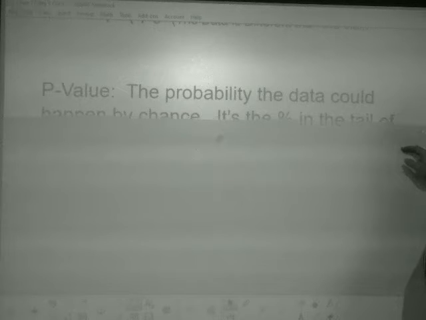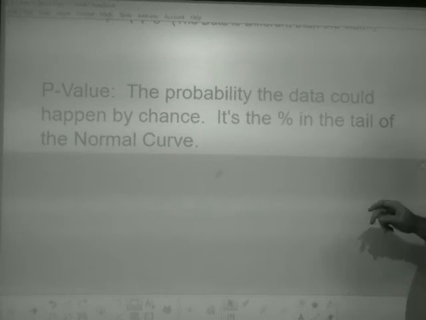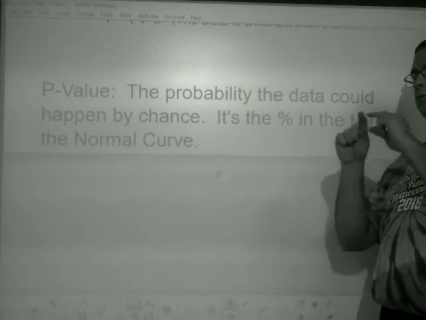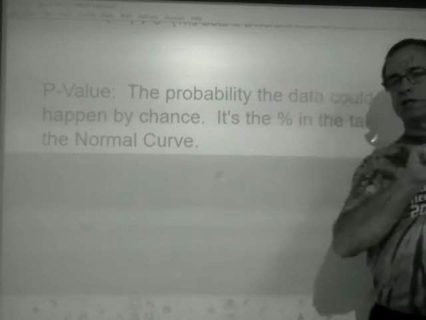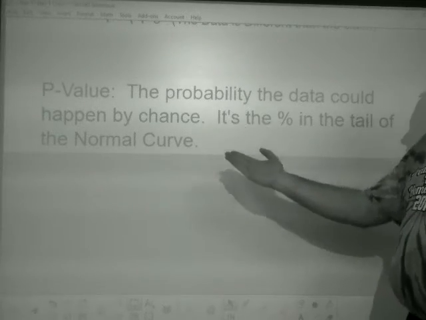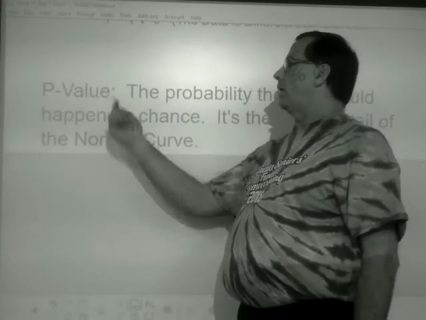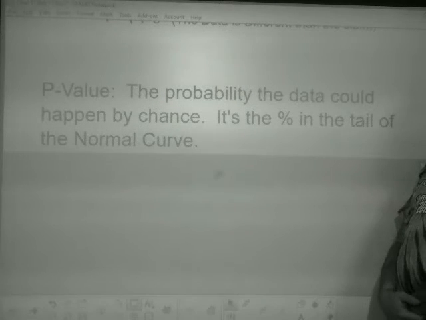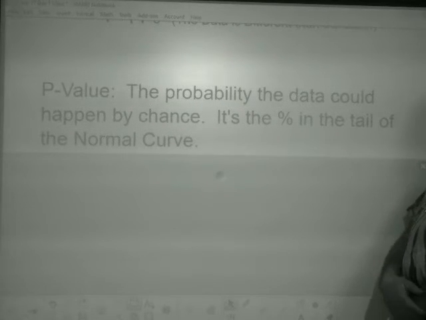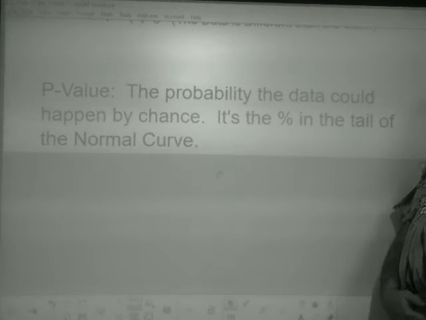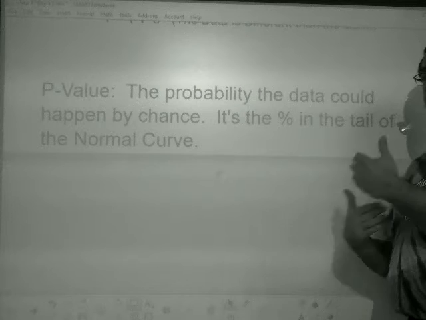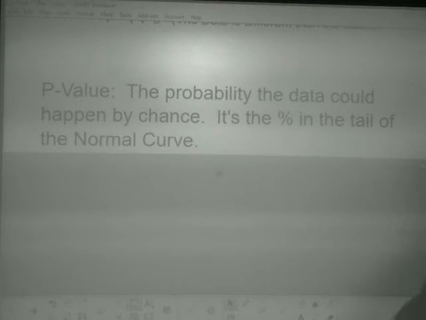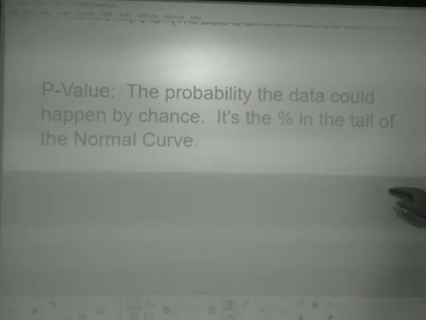So your calculator is going to calculate something for you called a p-value. It's that percent of data that's in the tail of the normal curve. All right? It's the stuff that we looked up when we did normal curves and we found out what percent is higher than or what percent is lower than. We just call that the p-value from now on. And it's the probability that the data could happen by chance. When we put it on a normal curve, it's the percent that's in the tail. But what's nice is your calculator will calculate all that for you. You just have to know that the p-value is the probability that the data could happen by chance.